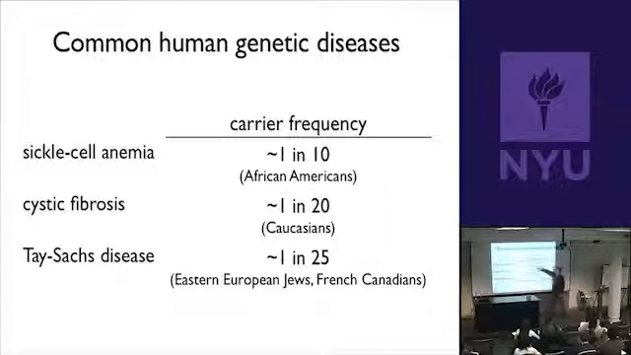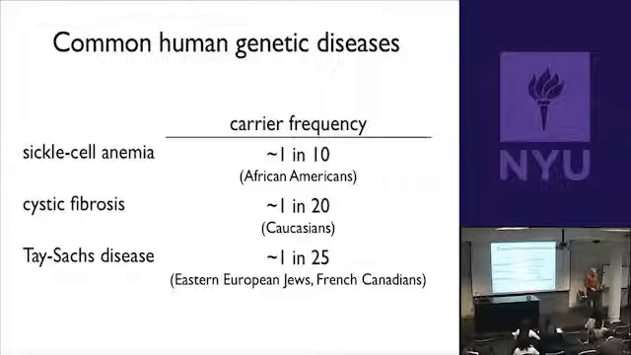Sickle cell anemia: 1 in 10 African Americans is a carrier of a bad version of the gene. Cystic fibrosis: 1 in 20 Caucasians is a carrier. And Tay-Sachs disease, 1 in 25, has an unusual distribution where it's very common in Eastern European Jews and French Canadians. These are really, really common. If you think about this room, there are certainly carriers for one or more of these diseases in this room, no question about it.